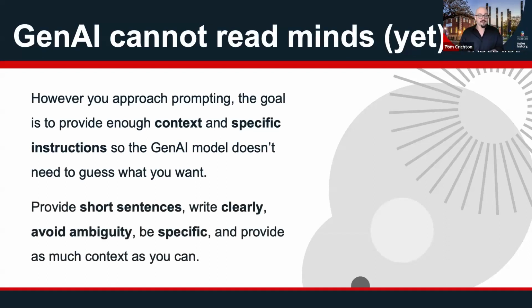One way to do this is to provide short sentences. Write clearly. Avoid ambiguity, so that each of your short, clear sentences only really has, if possible, one way of interpreting what it means. You want to be specific, so provide specific details of what you want the AI model to do and what you want it to create. And you want to provide as much context as you can, so almost pretend that you're asking another person to do this for you. Think through what all of that background information is that a person might need to do this task. The more that you provide to an AI model, the less it has to guess, and the more it can create a high quality response for you.